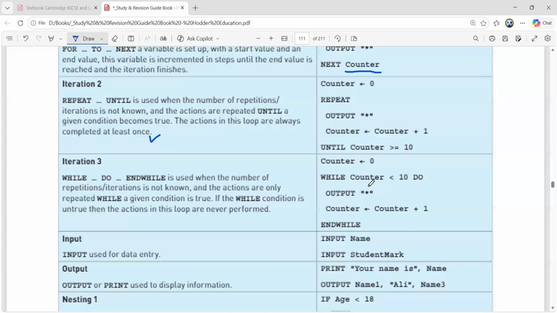Counter equals to 0, while counter less than 10 do. So you can see here, the condition is true. That's why it will be entering the loop. Output asterisk, counter equals to counter plus 1 and end while.